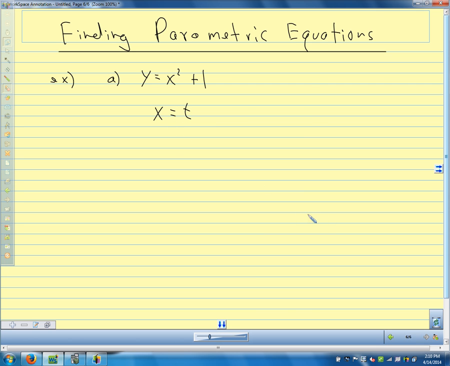All I need to do to find my other parametric equation, my partner for this one, is substitute this into the original equation. y equals t squared plus 1, substituting t for x, and this would be my set of parametric equations.